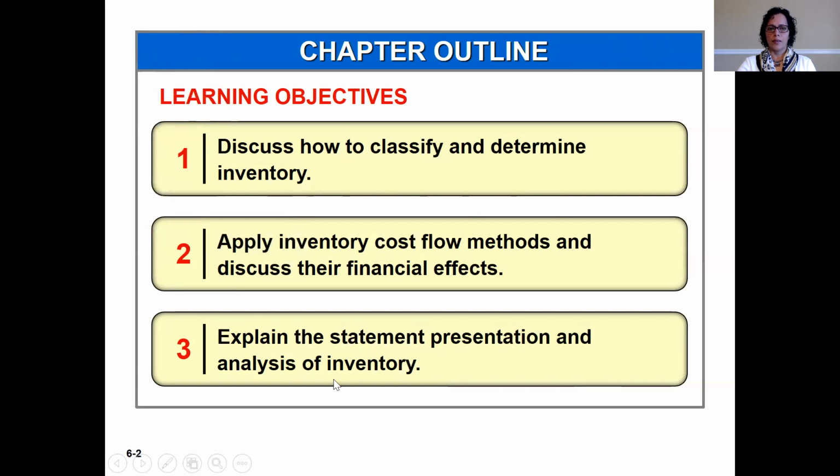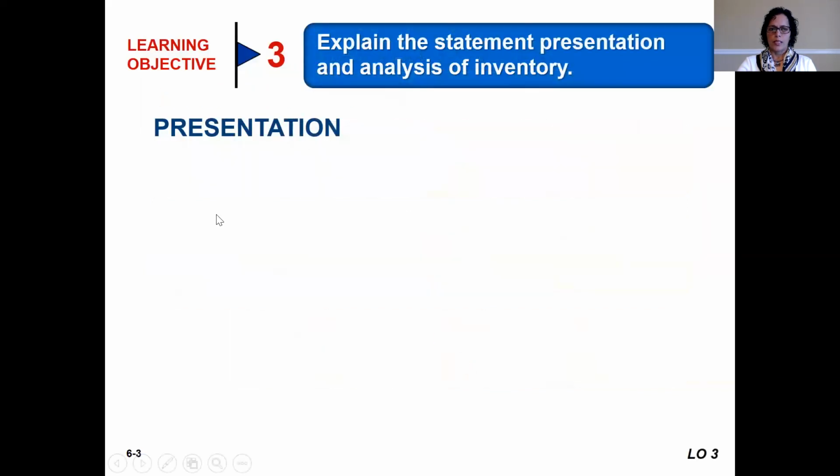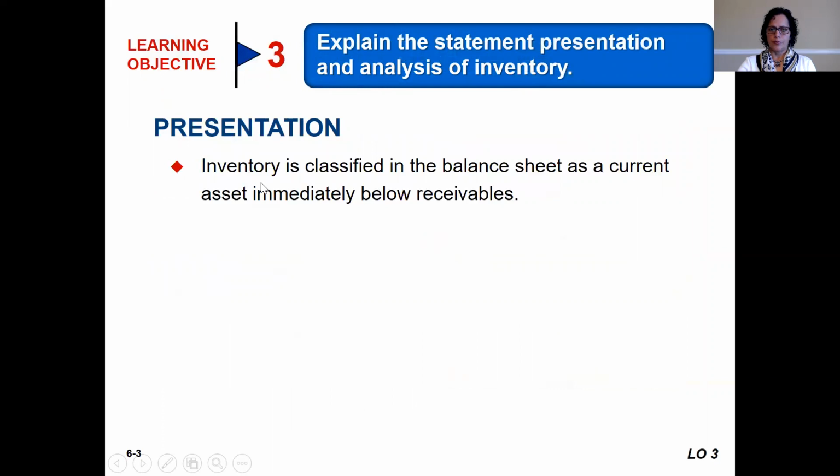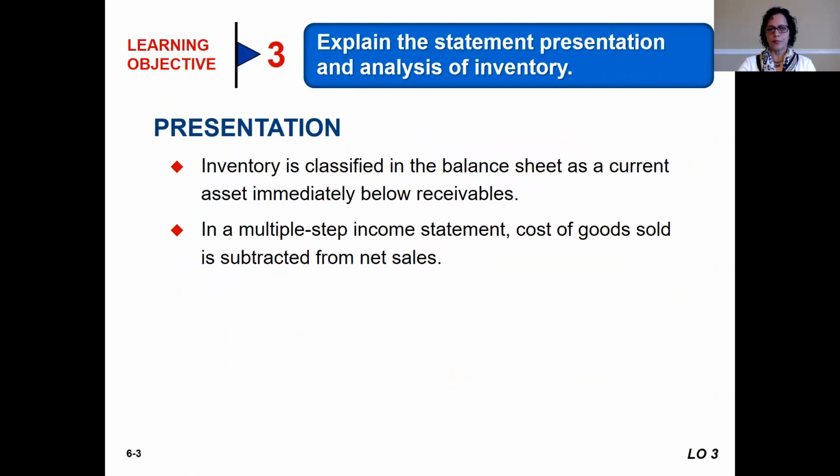Now we are moving on to the third learning objective, and that would be to explain how the statement presentation and analysis of inventory would work. So let's get started first with presentation. Again, as was mentioned in the previous video, inventory is always classified as a current asset. It's immediately below receivables. Remember, current assets are listed in the order of liquidity. So cash is always the first item, receivables is the second item, and third item would be inventory.